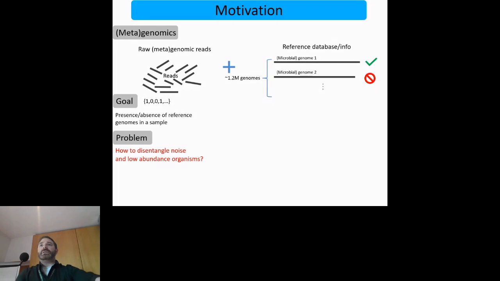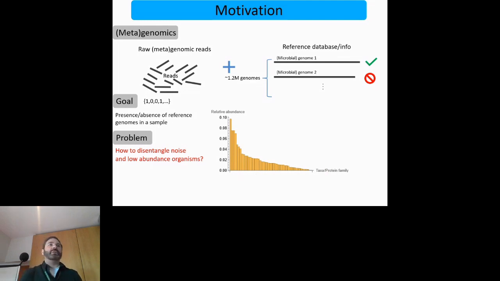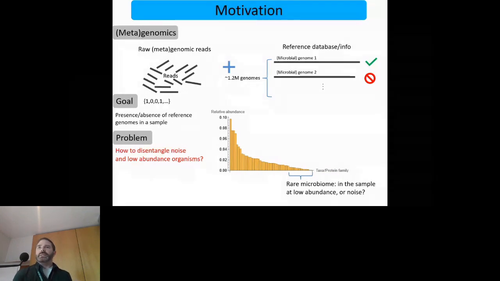But there's a very difficult problem, which is disentangling the noise from the rare microbiome that was mentioned in the previous talk. If you look at a plot like this, where on the x-axis we have the ordered taxa or protein or whatever it is that you're trying to classify in your metagenome, and the relative abundance on the y-axis, a lot of the computational tools out there have this long tail of noise, and that unfortunately is exactly where the rare microbiome sits. So disentangling between low abundance organisms and ones that are noise because of whatever profiler tool you're using is a difficult task.